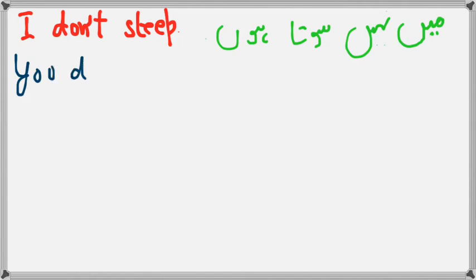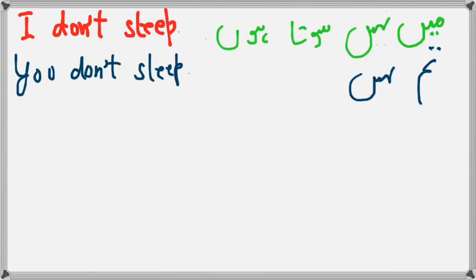You don't sleep. तुम नहीं सोते हो. So you may have noticed that we are just adding nahi and the sentence remains the same. मैं सोता हूँ, मैं नहीं सोता हूँ. तुम सोते हो, तुम नहीं सोते हो.